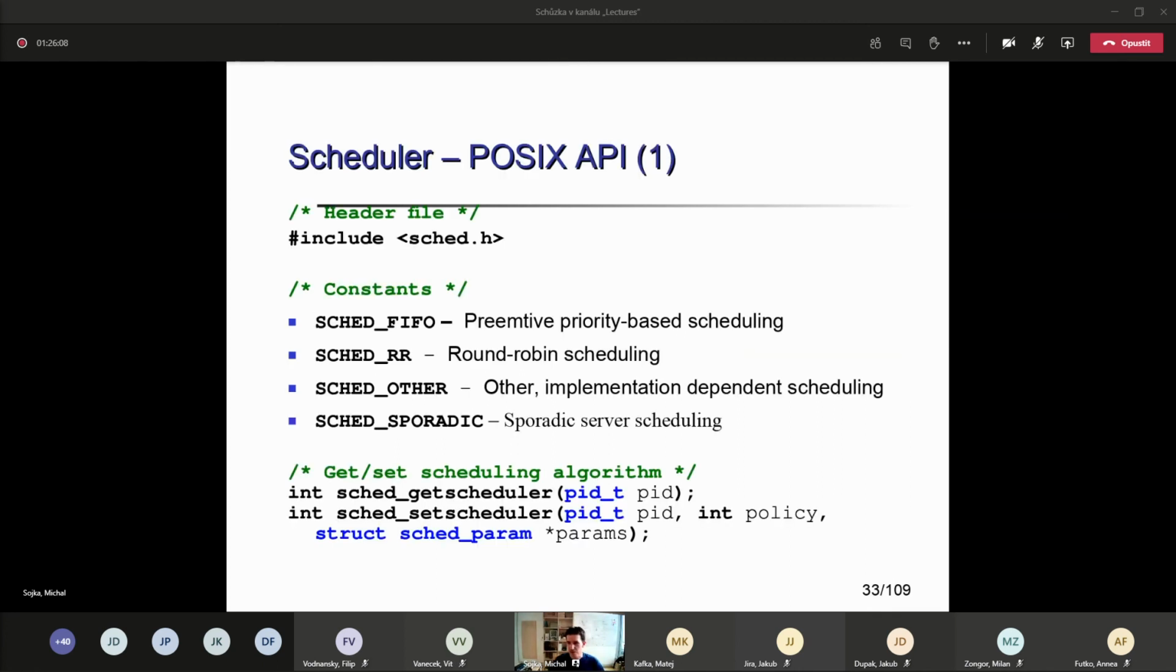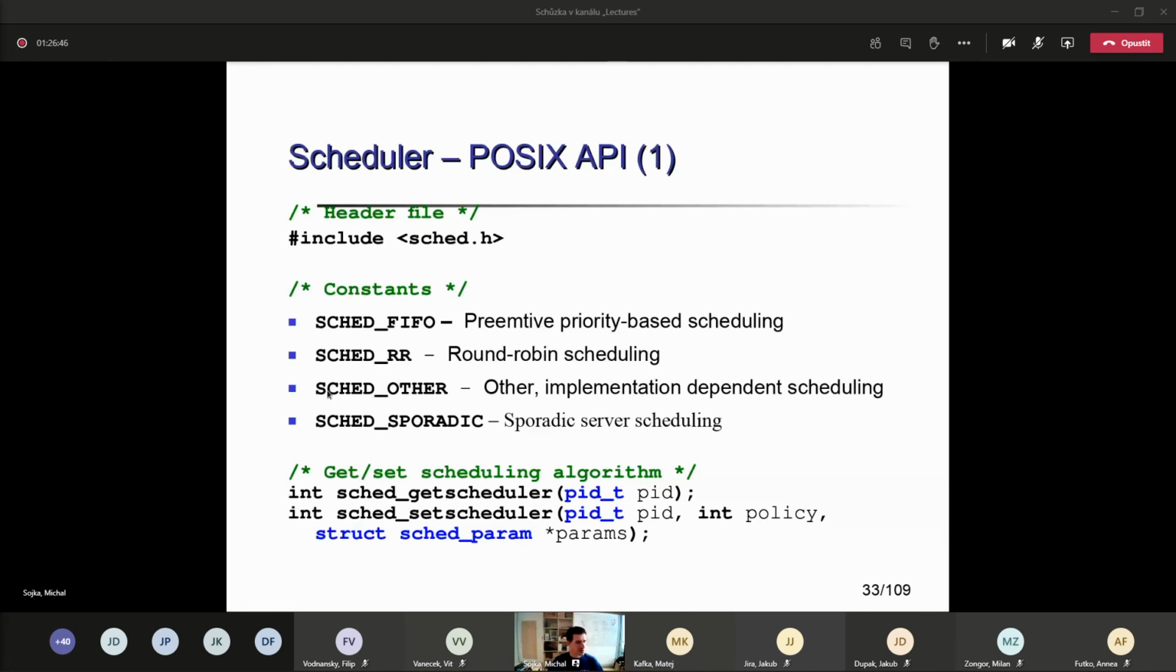POSIX API, just very briefly, you have already heard about that. In POSIX you can select the scheduler by calling the sched_setscheduler function. And you specify the policy, and the scheduling policy can be either SCHED_FIFO, which is this preemptive priority-based scheduling, or SCHED_RR, which is the round-robin scheduling. In the Wind API, you select between those two with this kernel time slice. In VxWorks, there are only those two.